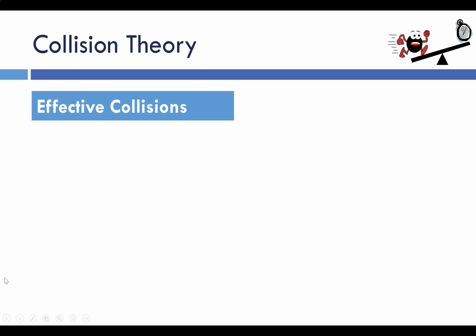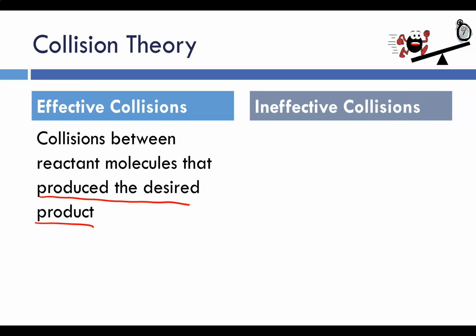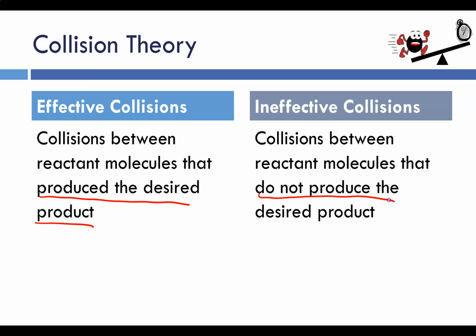So according to collision theory, there are two different types of collisions. We can have effective collisions, which, as you might imagine, are the type of collisions that produce the desired product, so basically the thing we're trying to make. And we can have ineffective collisions. These are collisions that will not produce the desired product. Sometimes an ineffective collision is no reaction whatsoever, or sometimes you end up producing a product you didn't want.